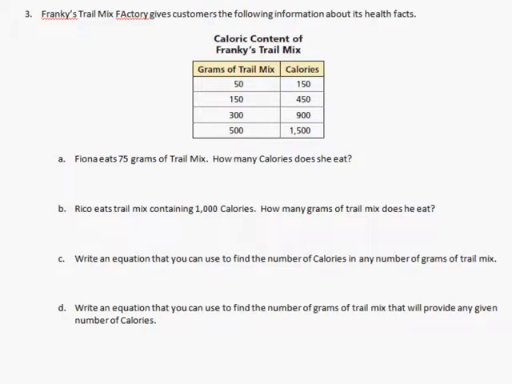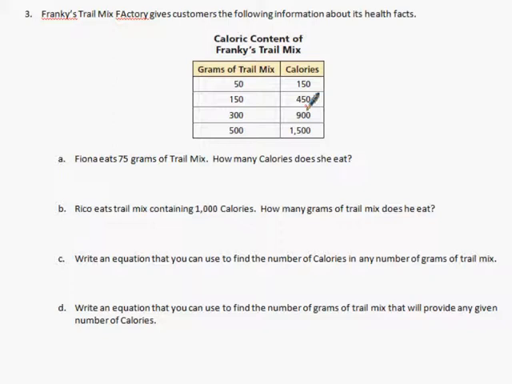Last but not least, number 3, Frankie's Trail Mix Factory gives customers the following information about its health facts. Caloric content of Frankie's Trail Mix. If you have no idea what that means, it's okay. Numbers are more important than what it means if you don't understand the language. Grams of trail mix and calories. We have 50, 150, 150, 450, and goes up from there.